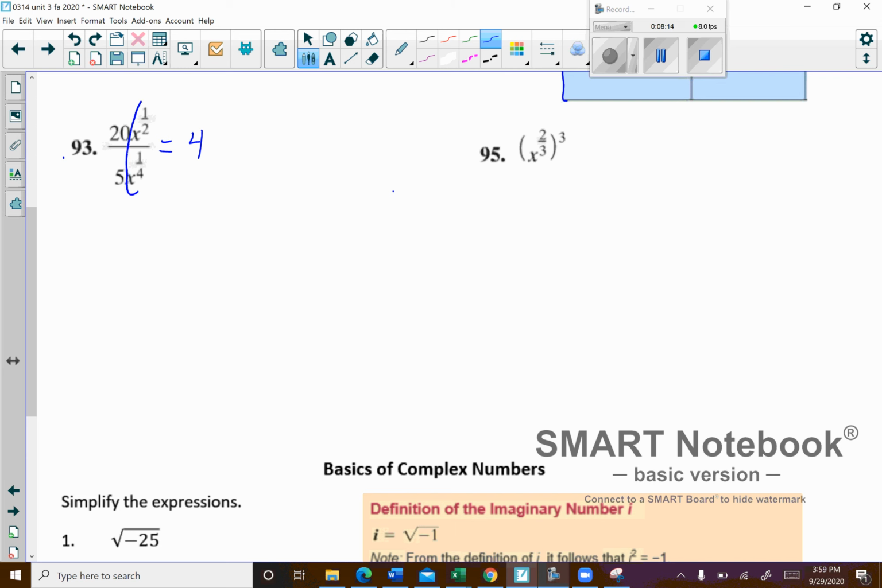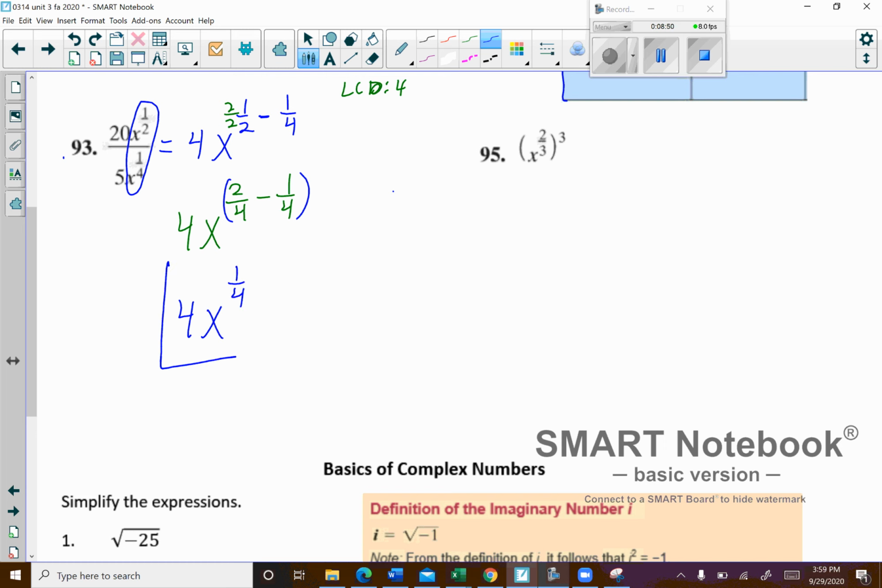Now, when I look at the like bases, the common bases, what I'm going to do here is subtraction. So I'm going to have x to the 1/2 minus 1/4. Once again, I have to get an LCD. This time it's just going to be a 4. So I'm going to multiply just the first one by 2 over 2. So now I get 4x raised to 2 over 4 minus 1/4. And then I can do the 2 minus 1. So I end up with 4x raised to the 1/4.